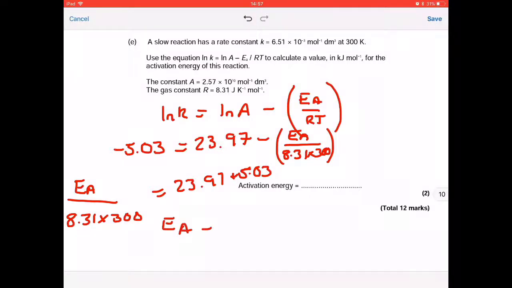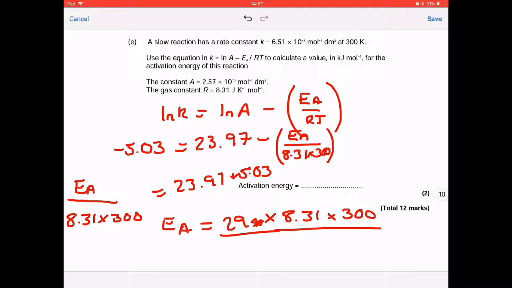So AA equals 29 times 8.31 times 300, and that will tell you the value of AA in joules. So 29 times 8.31 times 300 is 72297. And that's in joules per mole, and therefore in kilojoules per mole it is 72.3.